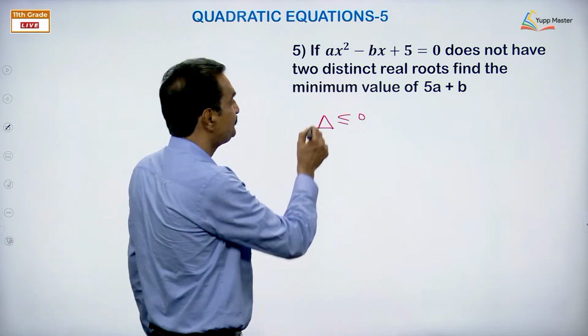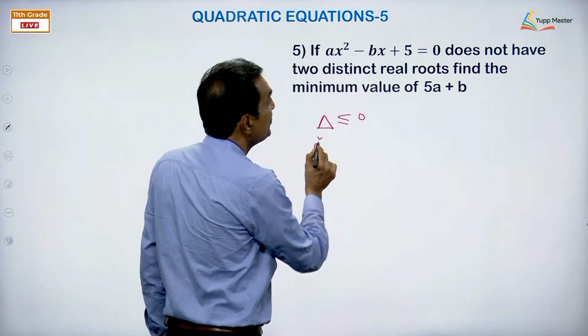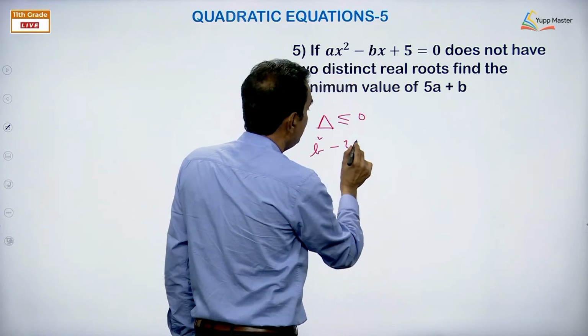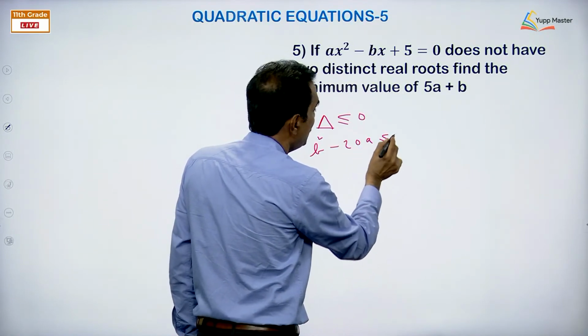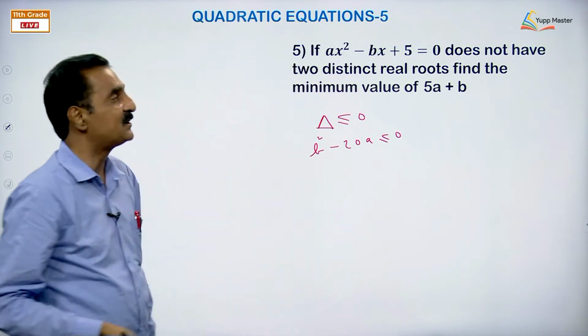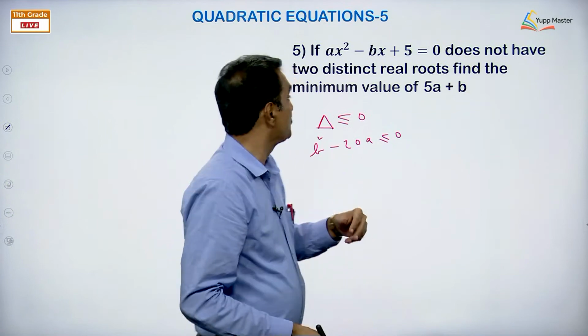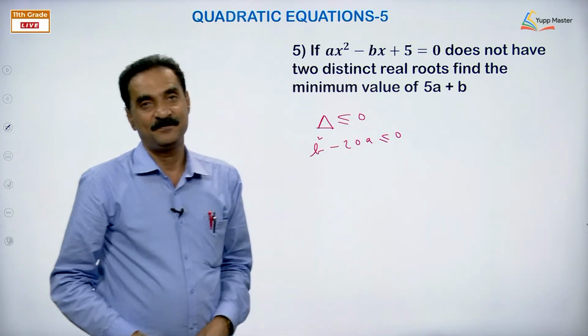What is delta? b square minus 4 into a into 5, that is b square minus 20a less than or equal to 0. This is the condition given. We have to find the minimum value of 5a plus b.